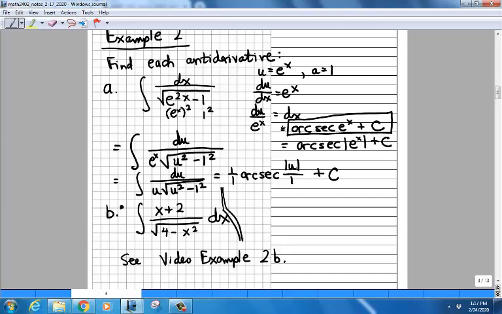No, well, I don't know what WebAssign will do, but I wouldn't count it wrong. It's just superfluous, right? You don't need to write the absolute value bars there. Okay, yeah.